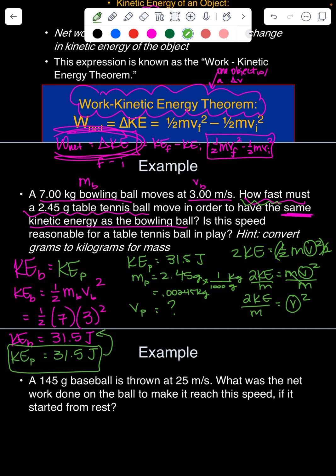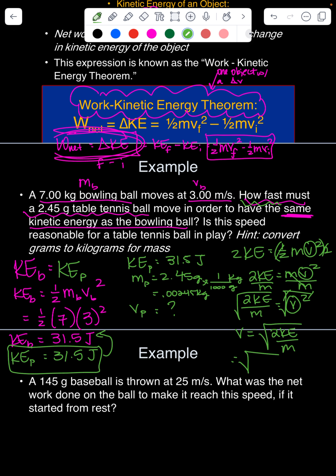Now, our velocity is by itself, but it's not technically by itself because it's still being squared. So to get rid of that square, we take the square root of both sides. So our velocity is going to be the square root of 2 times our kinetic energy divided by our mass. So we have both of those, so we can just plug it in. So we have 2 times 31.5 divided by 0.00245. Now, that is going to give us a velocity of 160.4 meters per second.